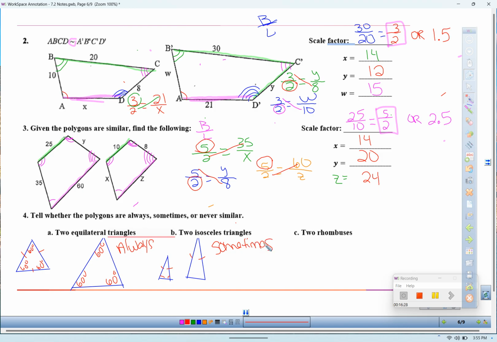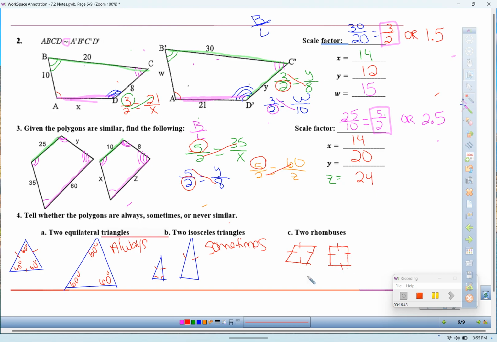And then rhombuses. You could have two rhombuses with all congruent sides. Like these might all be congruent, and these sides might be congruent, but maybe the angles are not. But you could have two rhombuses with congruent angles. So this is also sometimes. There's just not enough information sometimes to know.